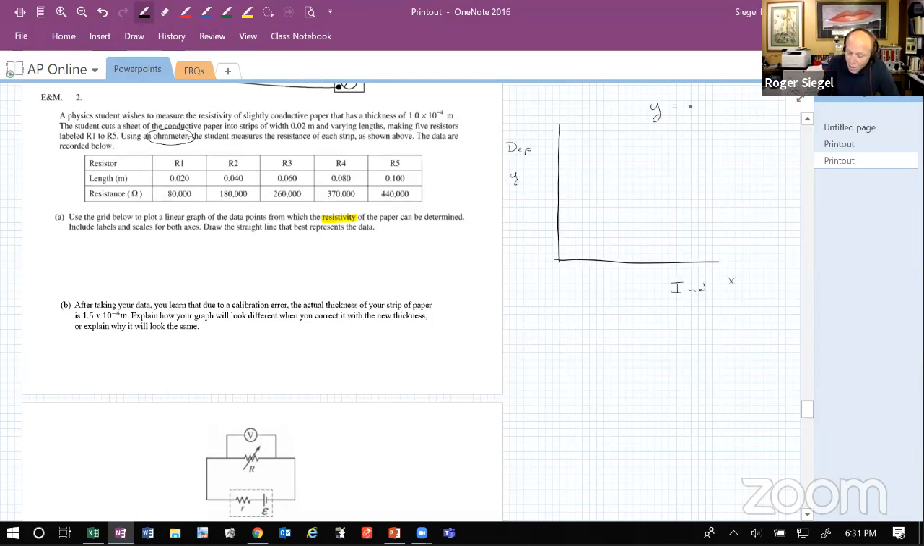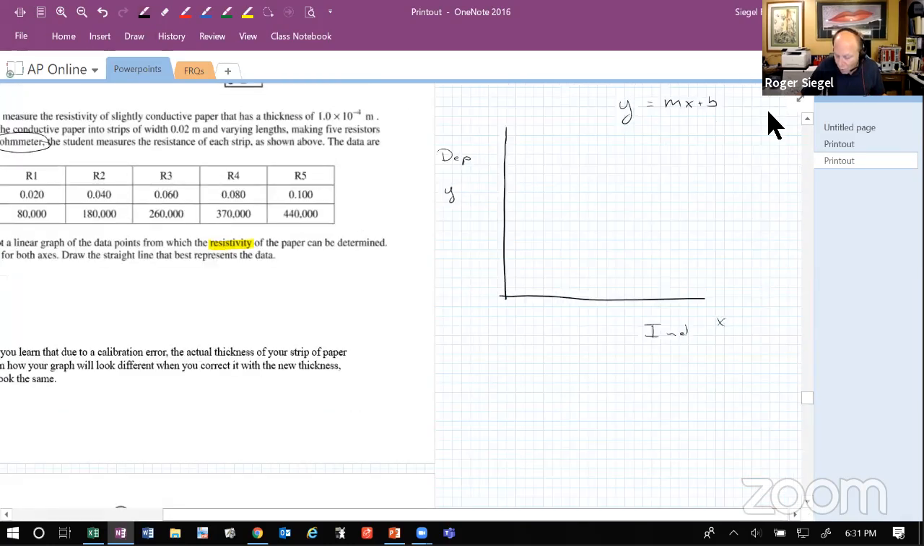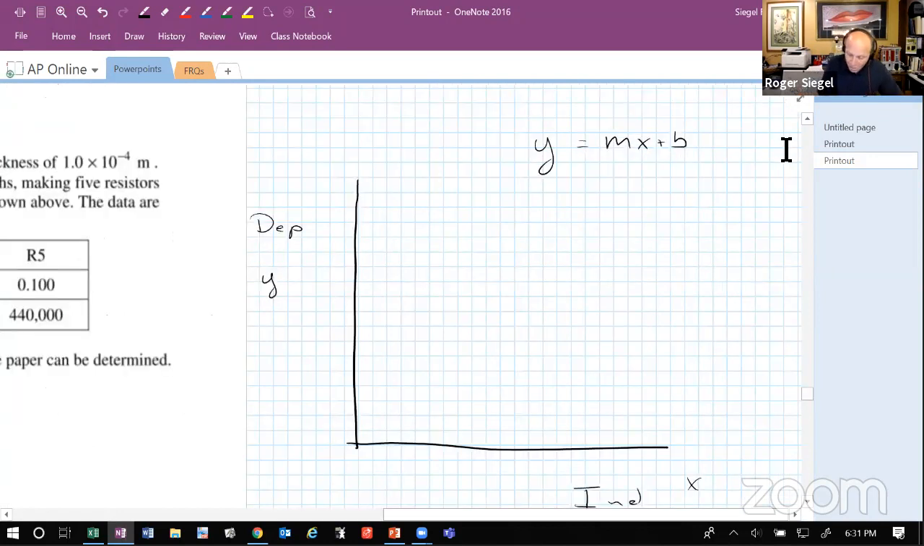And so we say, well, what can we make up that will fit into the form of our best old friend y equals mx plus b, the linear graph? We look at this and say, the relationship we're interested in, there's only one formula that has resistivity that we've studied. And that's R equals rho times L over A. So we ask ourselves, what should we plot on the y-axis and what should we plot on the x-axis?